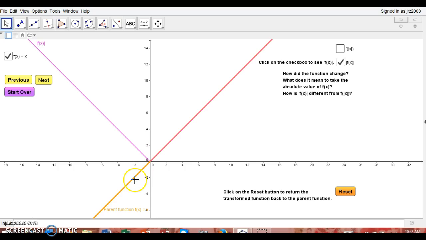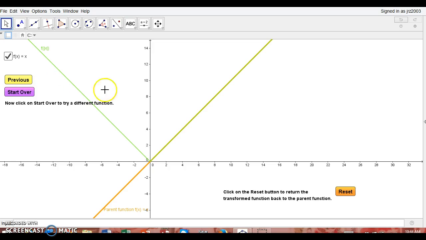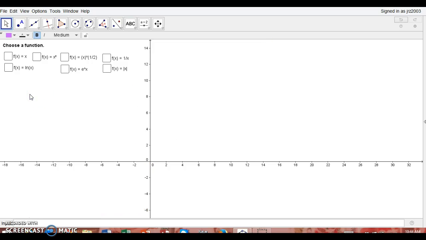So it's essentially reflecting this part over the x-axis, which results in the same thing for these two on this particular function. But they'll get to see it for the other functions as well, and hopefully notice that there's more to it. So that's the end of that function. Now we can click on Start Over to try a different one.